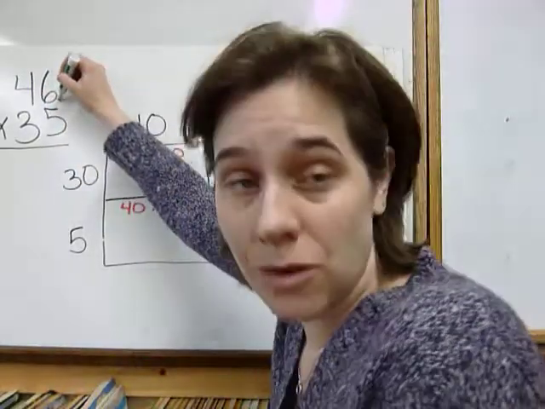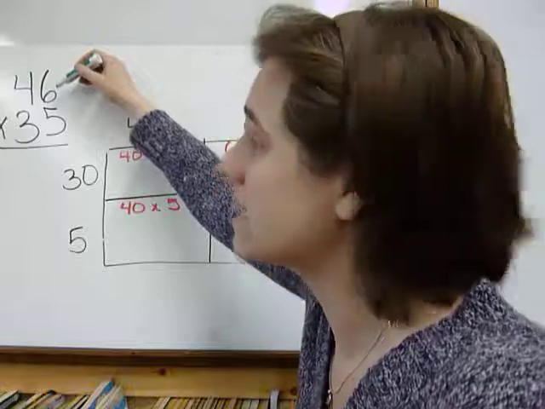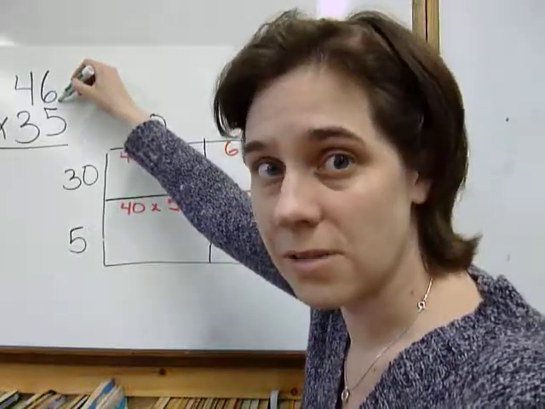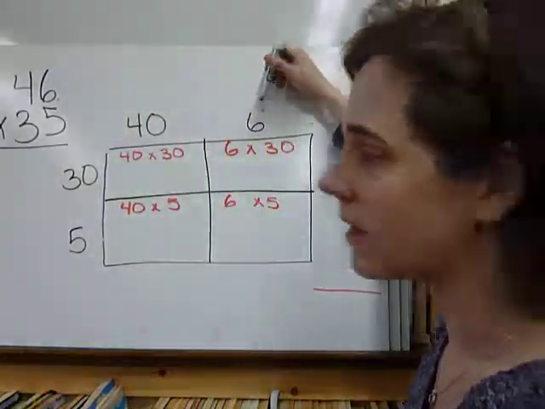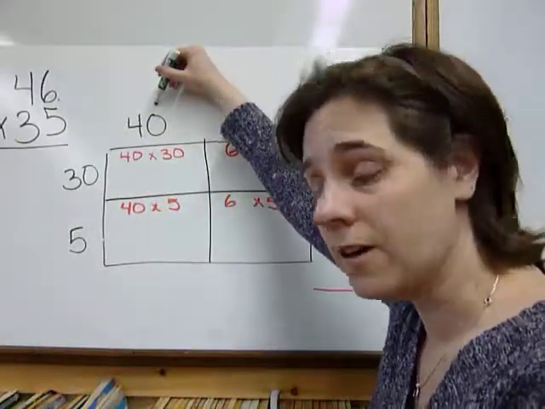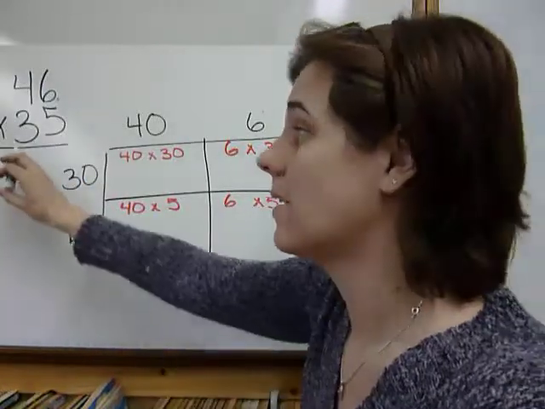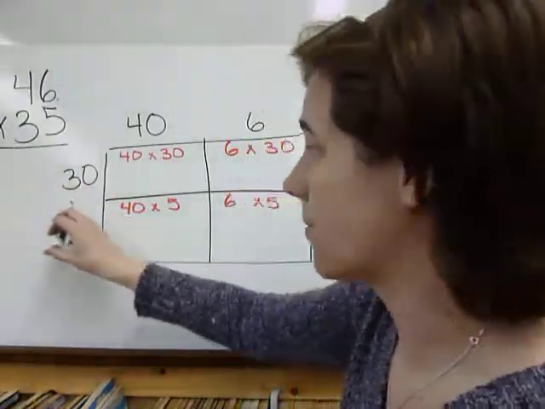I take the value of each digit, not the number and the digit itself, but its value. This 6 is worth 6 ones. I place it here. This 4 is actually 4 tens, which is 40, and I place it here. This 5 is worth 5 ones, and this 3 is 3 tens, which is a 30.